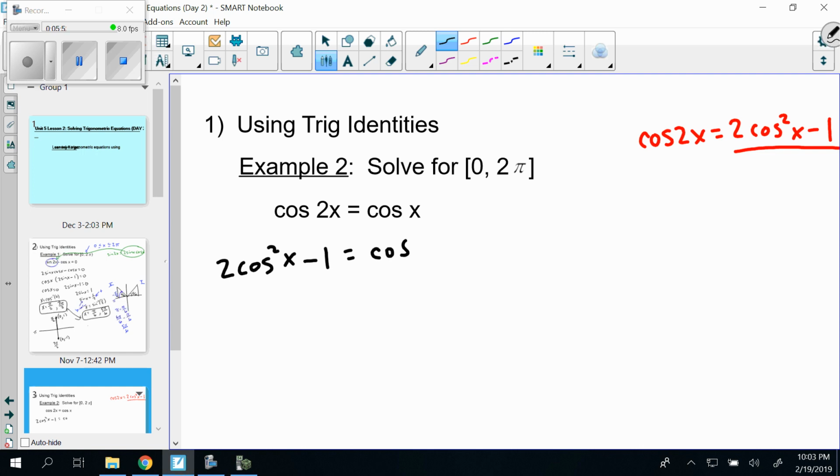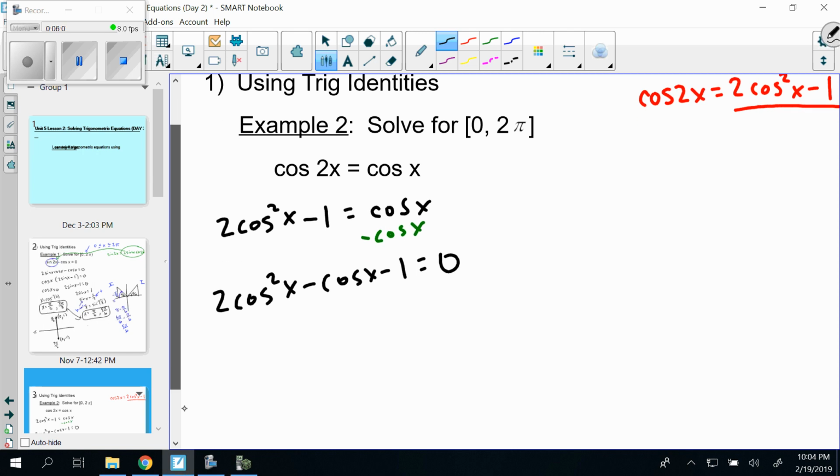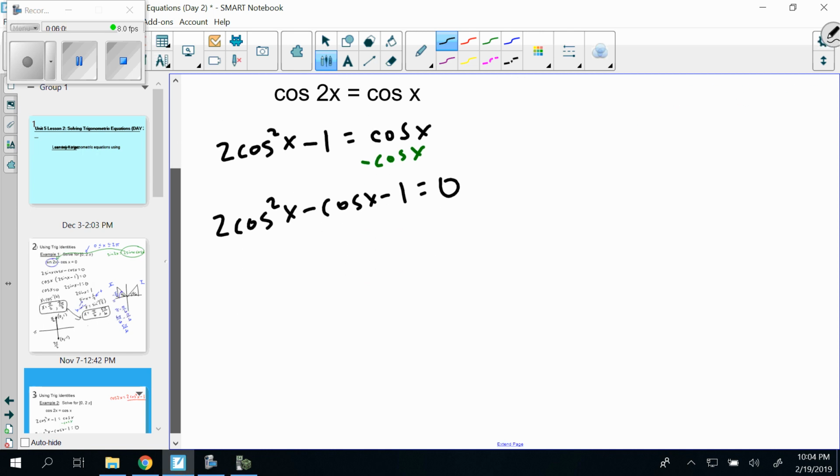So now the next thing we want to do, get this equal to 0. So we're going to minus cosine x from both sides. So now we get 2 cosine squared x, I'm going to put this minus cosine x next, and then finally this minus 1. This should look familiar. This looks like one of the problems we did in the last lesson. Now the next thing we're going to do is try to factor that.